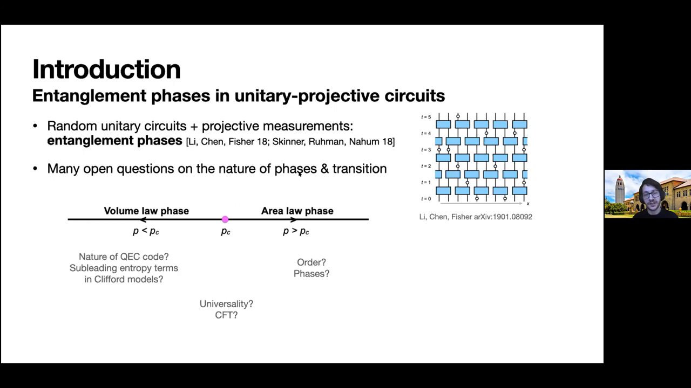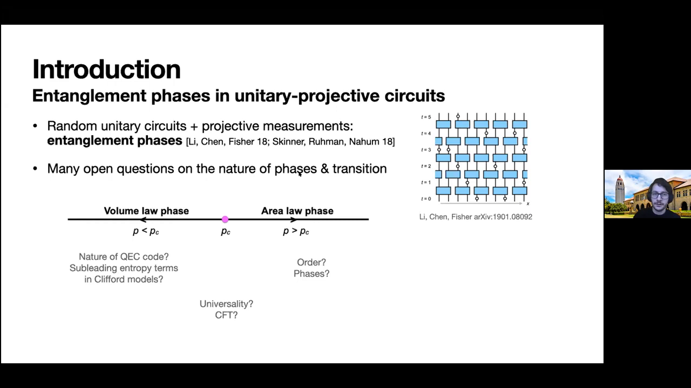On the area law side, you might think that there could be relations to equilibrium phases, which, as we know, in many cases have area law entanglement. So perhaps there could be a useful way of assigning concepts of order and phases to these non-equilibrium steady states. And as for the transition, of course, we don't really know all the possible universality classes that could arise and which conformal field theory describes them. We have lots of evidence that there is a CFT for all of these models, but we don't really know what it is.